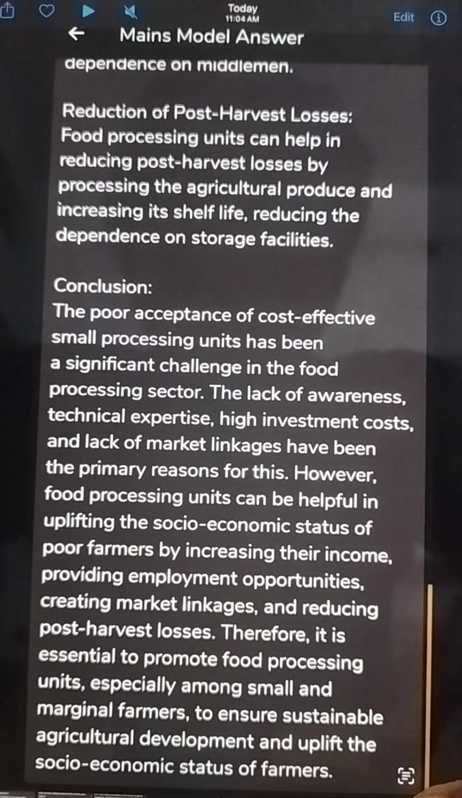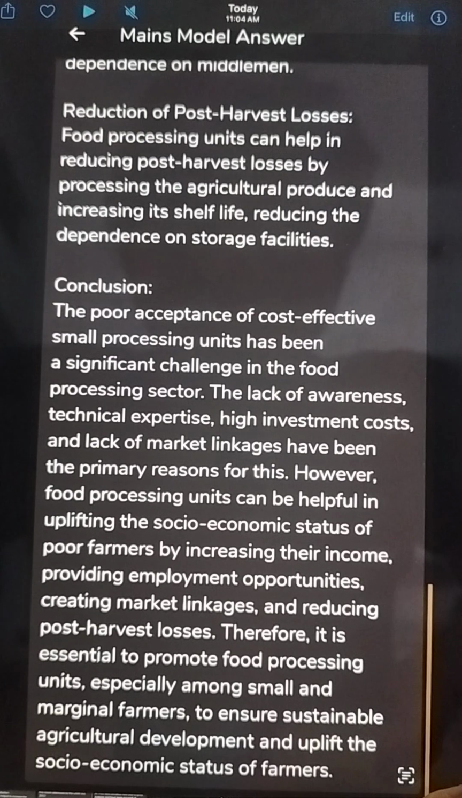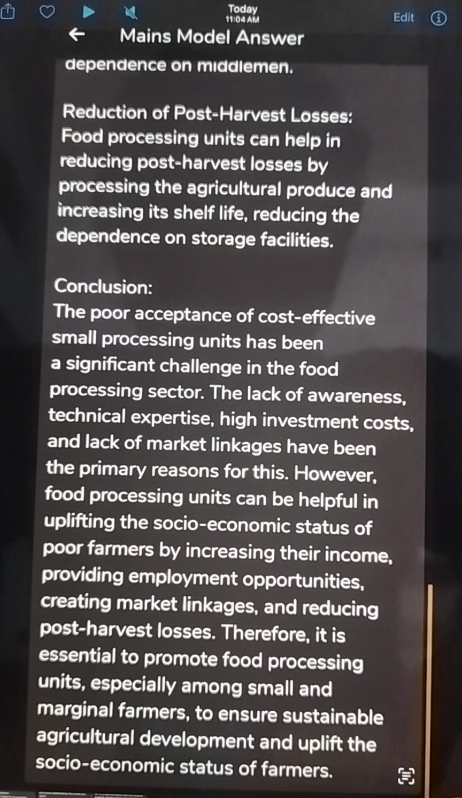Then comes the conclusion: the poor acceptance of the cost-effective small processing units has been a significant challenge in the food processing sector. The lack of awareness, technical expertise, high investment costs, and lack of market linkages have been the primary reasons for this. However, food processing units can be helpful in uplifting the socio-economic status of poor farmers by increasing their income, providing employment opportunities, creating market linkages, and reducing post-harvest losses. Therefore, it is essential to promote food processing units, especially among small and marginal farmers, to ensure sustainable agricultural development and uplift the socio-economic status of the farmer.